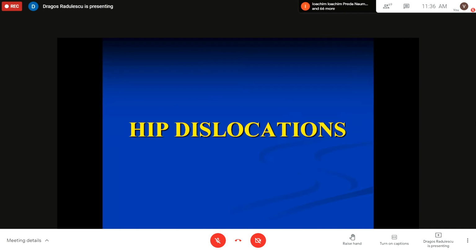Moving on to hip dislocations. Now, I won't go much into the lecture material you did earlier, but there are 4 types of hip dislocations. There can be posterior superior, posterior inferior, then anterior superior, anterior inferior. So there are 4 types of hip dislocations. The most frequent one is the posterior superior one.